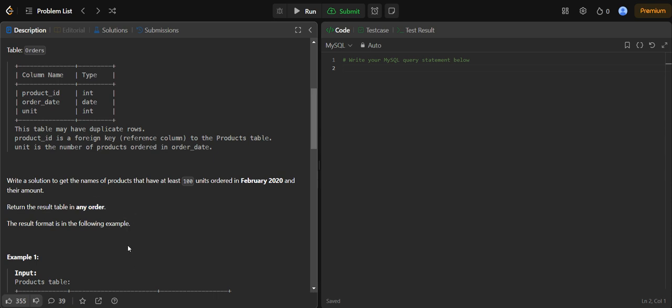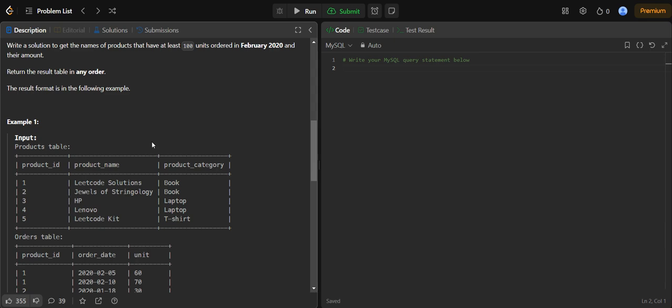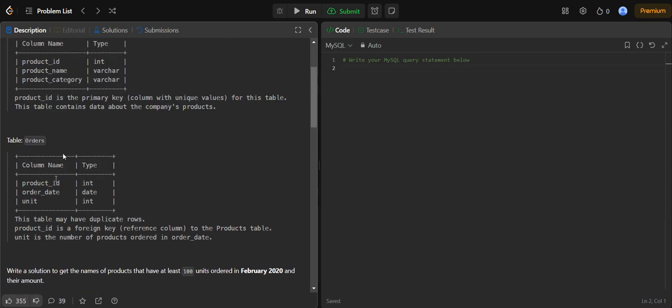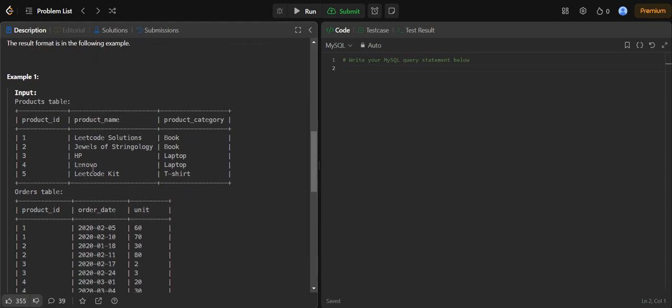So how do we solve this problem? Let us go through the example.